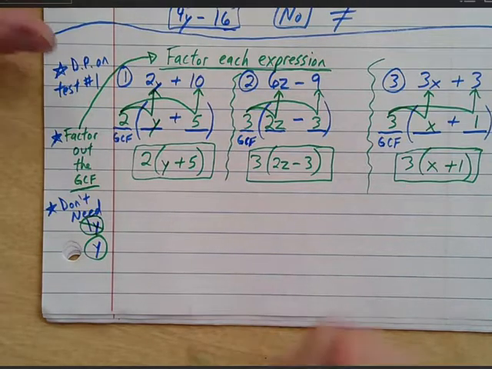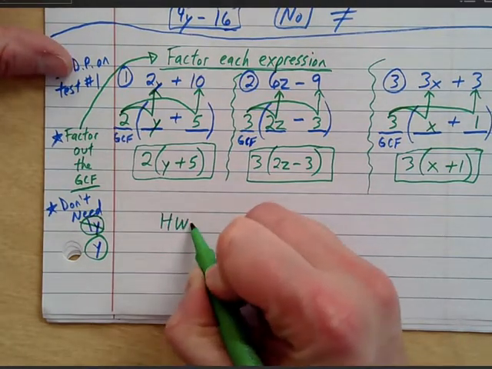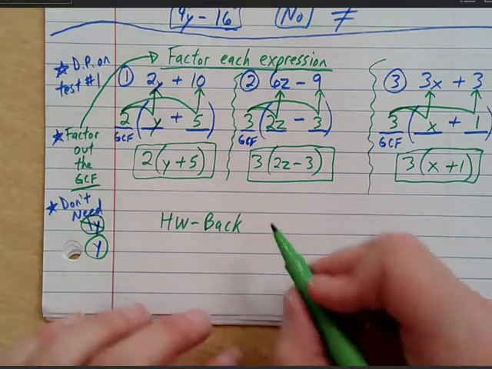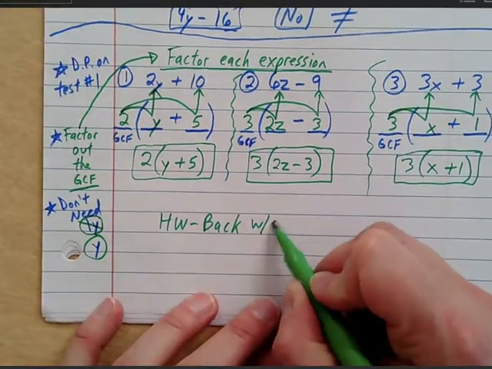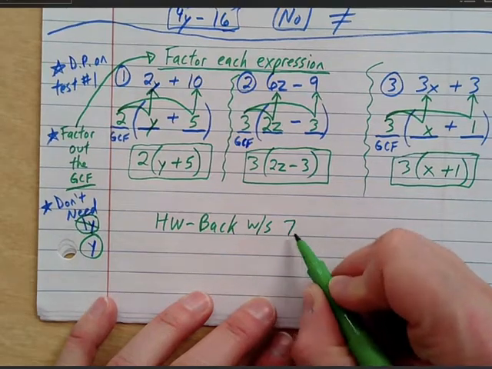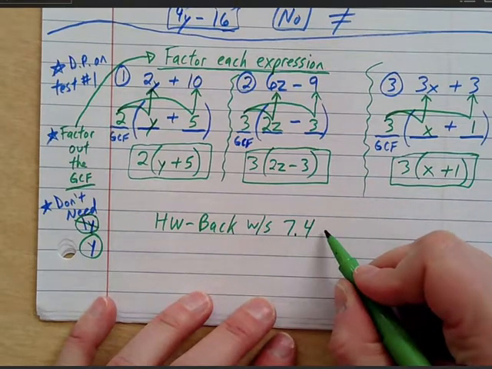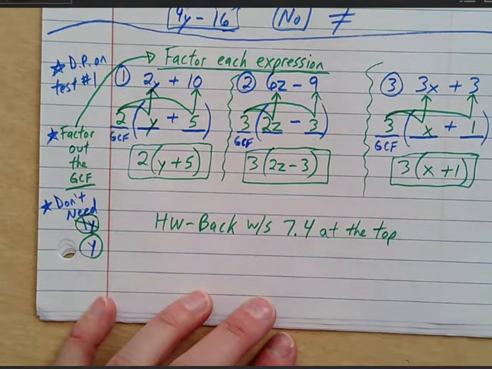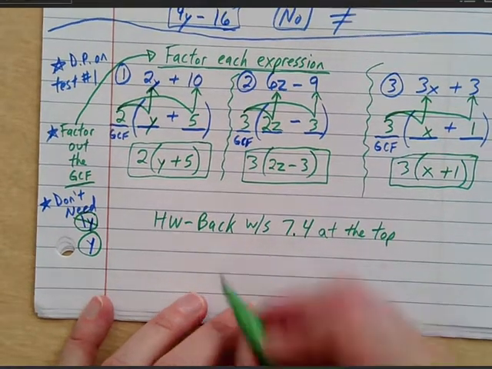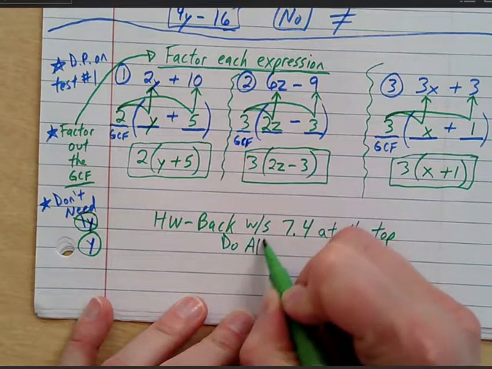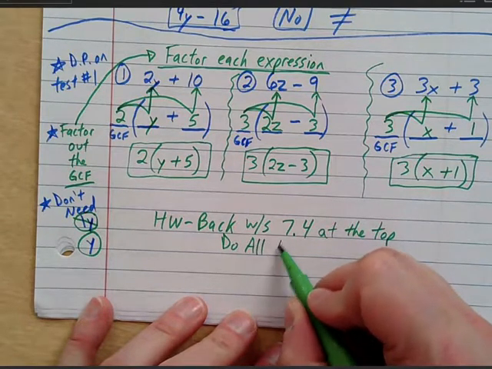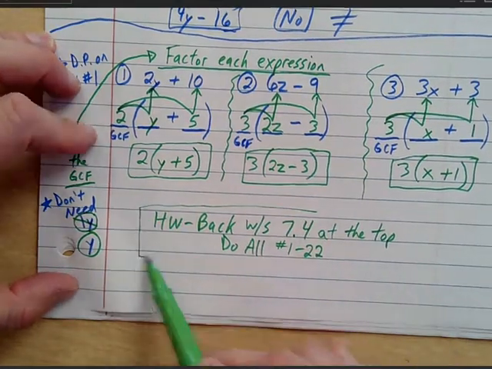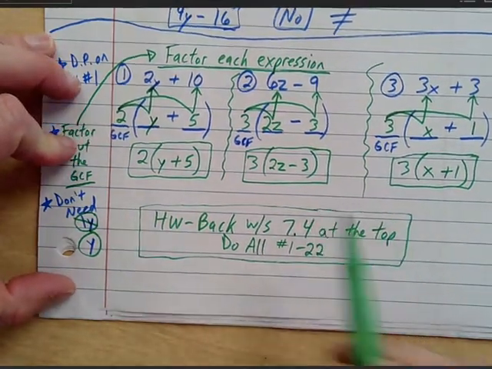So your homework assignment for this is the back of the worksheet you did before, and this back of the worksheet is 7.4 is what it says at the top. At the top, it is worksheet 7.4. You are going to do all numbers 1 through 22. Lots of practice expanding and factoring. You may have to look back at your notes to know what that means.